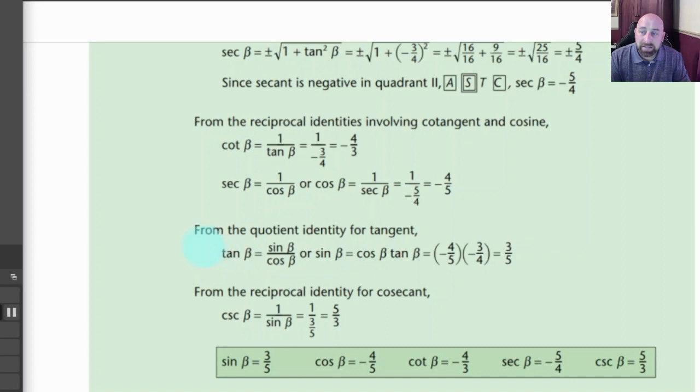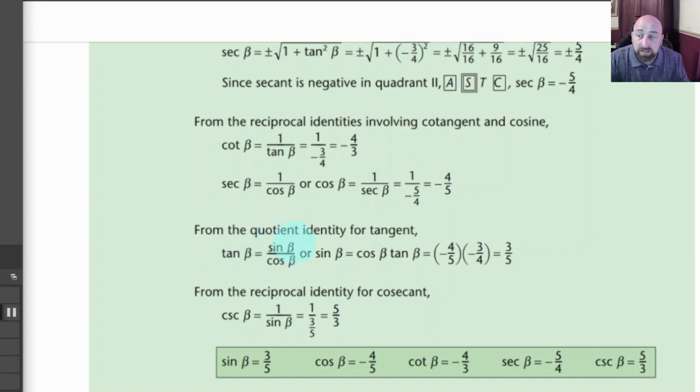And now the last thing we can use is the quotient identity, which is interesting. Look, we couldn't use the quotient identity at first. Why not? Because we had two variables. All we had was tangent, and sine and cosine were both unknown. But now that we have cosine, where did we get cosine? Right here from the secant, negative 4 over 5. Now we have two: tangent, which was given, and cosine, which we figured out.